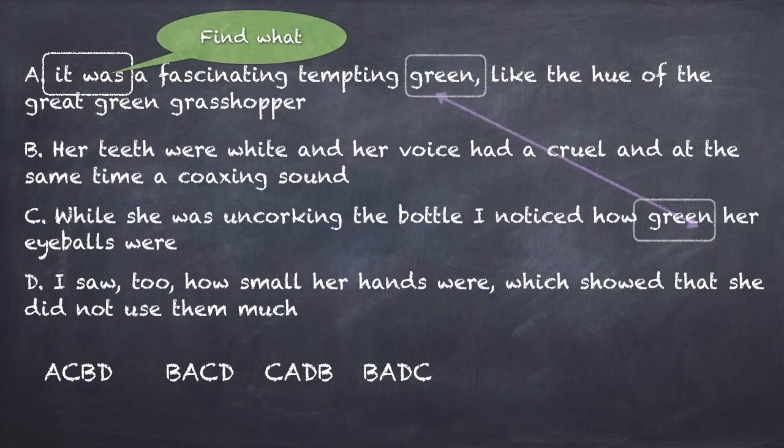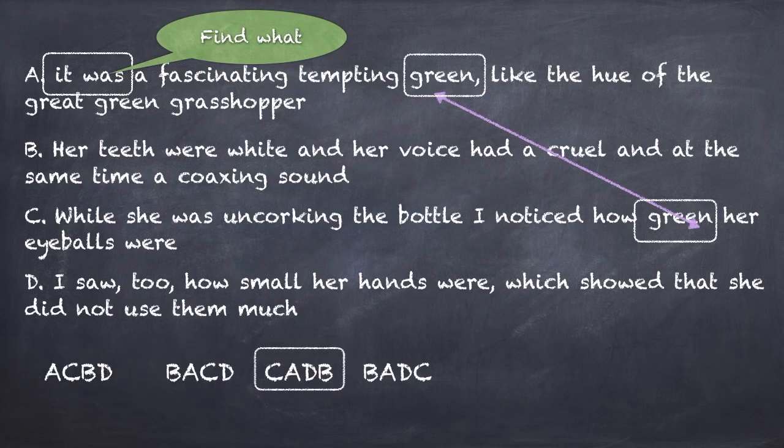So I'll quickly read C. It says, "while she was uncorking the bottle." I could have stopped here also to ask myself, who is she? But I again quickly see in the paragraph, there are no names given. There is no noun there. So I know that there is this pronoun, and I'll not be able to find what the noun is. So continuing, "while she was uncorking the bottle, I noticed how green her eyeballs were," right? "It was a fascinating, tempting green." It's a very clear pair, right? C should come before A, A should follow C.